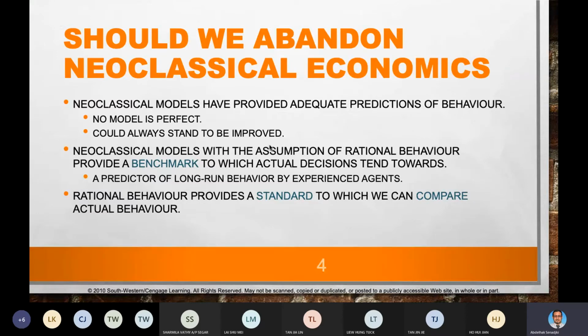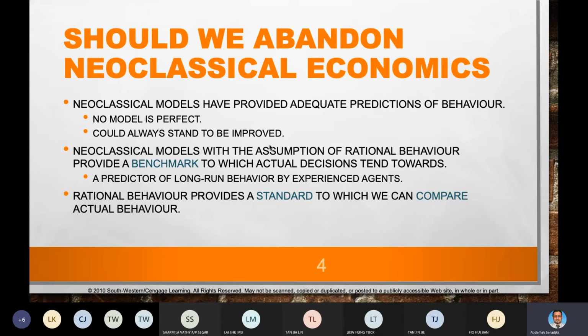So here we come to the third point, which is rational behavior. Even if actual behavior falls short of the ideal in the long run, the ideal of fully rational behavior can still provide a standard against which we can compare actual behavior.